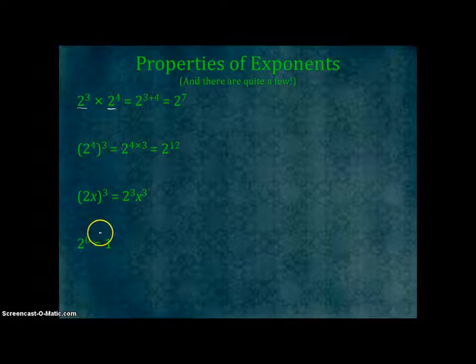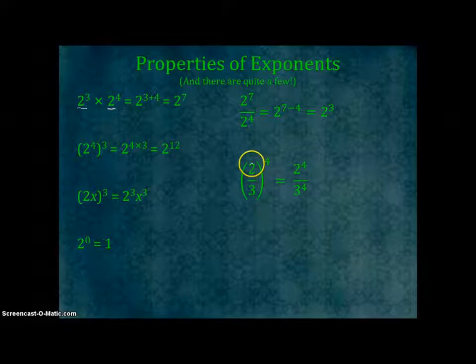Next, if we have a fraction where both items have the same base and are to different exponents, then we can simplify it by keeping the base and subtracting the denominator's exponent from the numerator's exponent. Next, if we have a fraction whose entire quantity is raised to an exponent, again we distribute the exponent to both the numerator and the denominator.